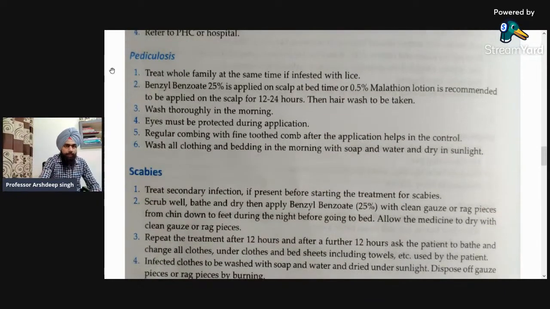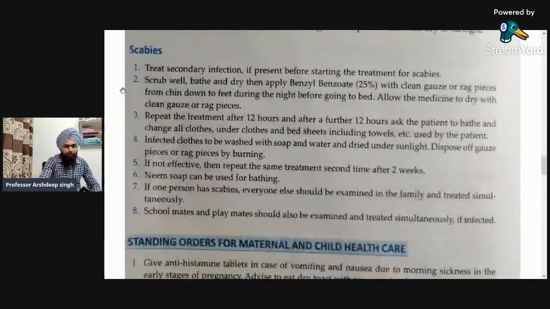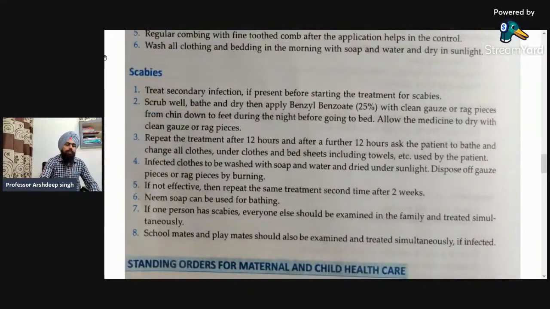Next is scabies. Scabies is a disease of the skin, with itching and redness. These are the symptoms, and it can be communicated from one person to another. So first of all is the secondary infection.